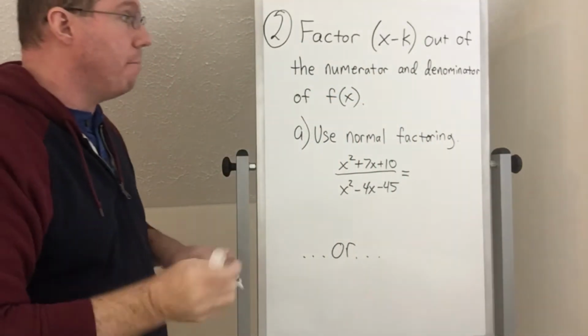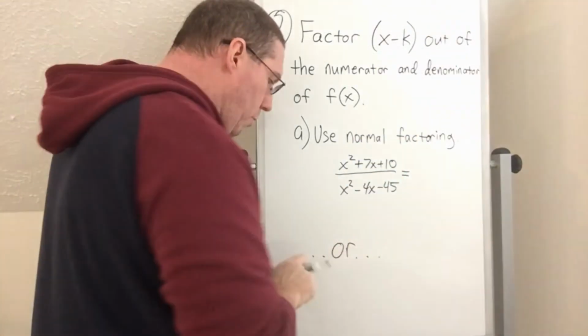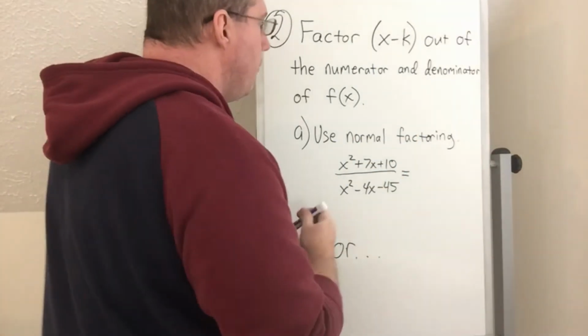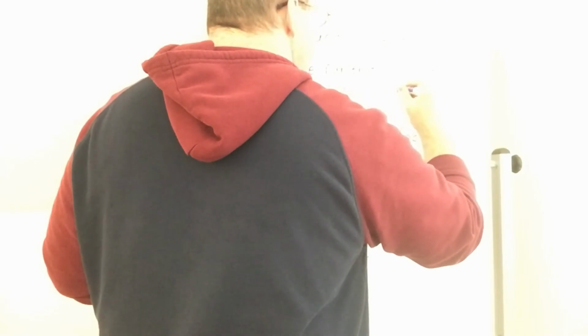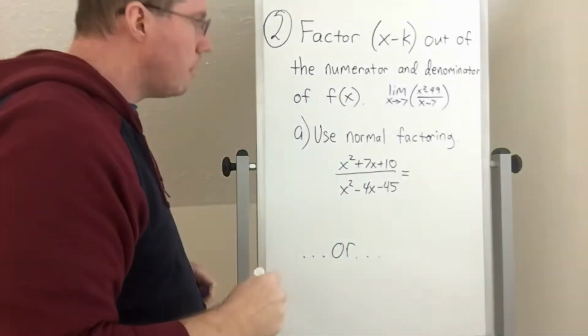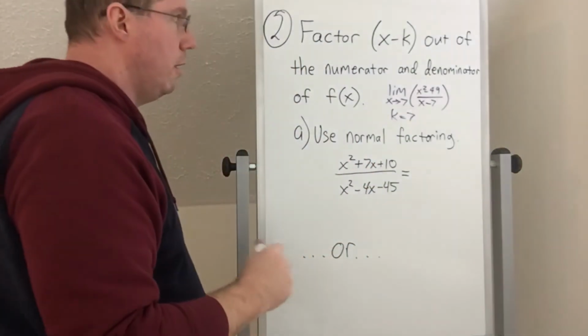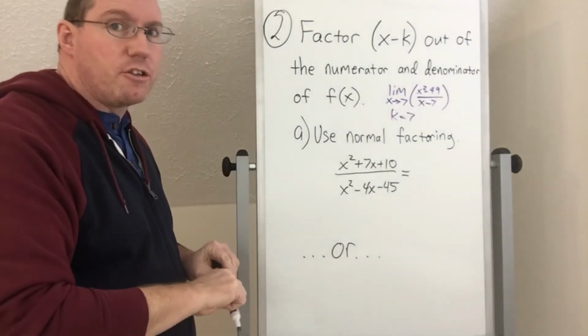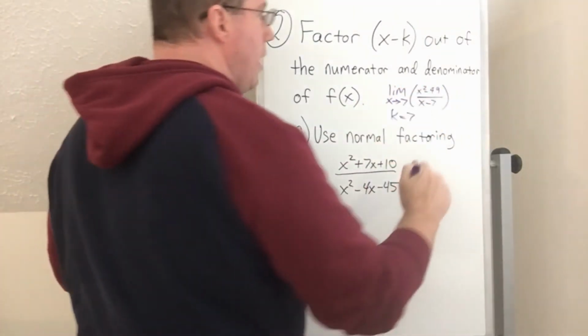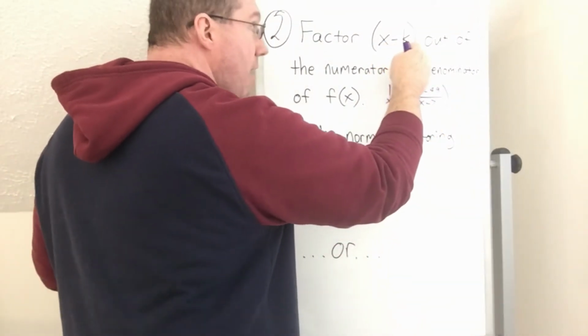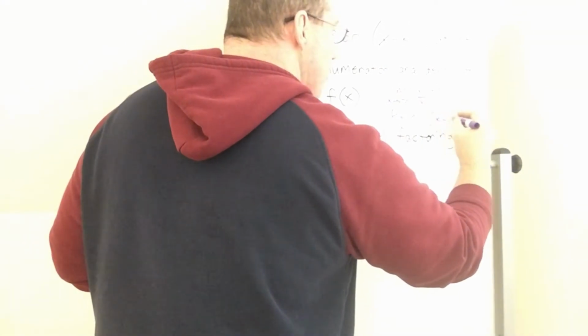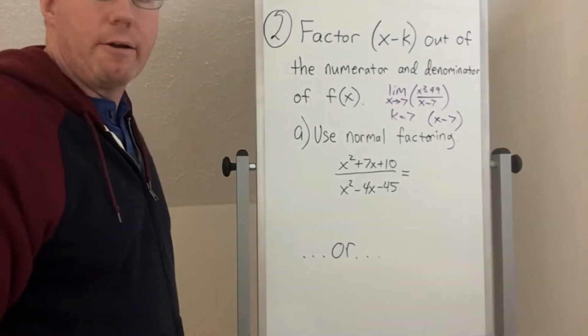Now, let me clarify what that means. Let's say that we have the limit, like the one we just did a minute ago, as x approaches 7 of x squared minus 49 over x minus 7. In this particular case, k is equal to 7. So what you're trying to factor out of the numerator and the denominator is x minus 7.